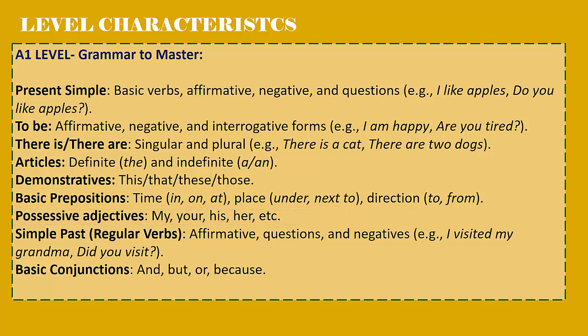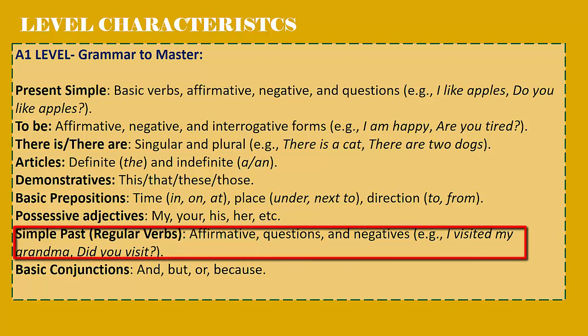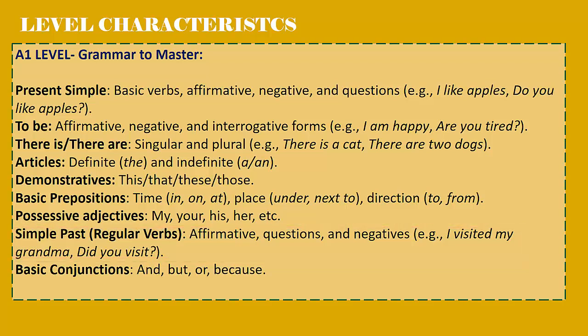And starting a little, very little things about the simple past. In some cases, we don't start, but in some cases, yes. They can do it in very simple sentences. Using maybe the family members, like this: I visited my grandma. Okay, and some basic conjunctions: and, but, or, because.